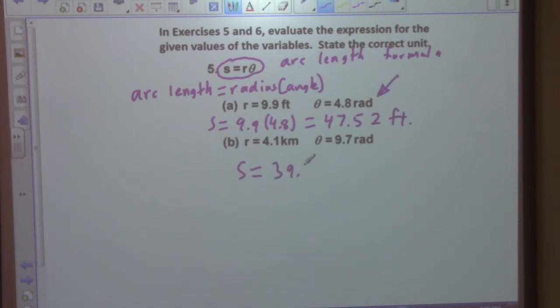39.77. And what? Kilometers, right? Okay. All right. Nobody has questions about that? So are you guys pretty comfortable with using that symbol, theta? Yeah. And all that? Okay.